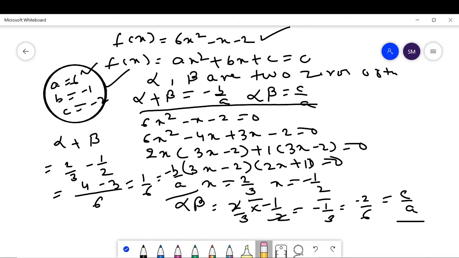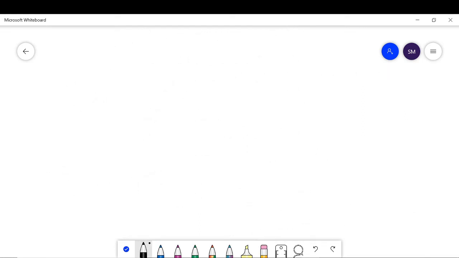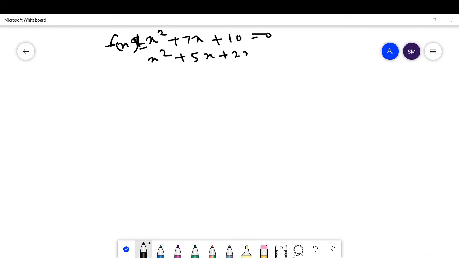Then take one more example to verify this. Take another quadratic polynomial, x² + 7x + 10 = 0. Here f(x) is equal to x² + 7x + 10 = 0. Then use middle term factorization and factorize this to get the zeros of the polynomial.